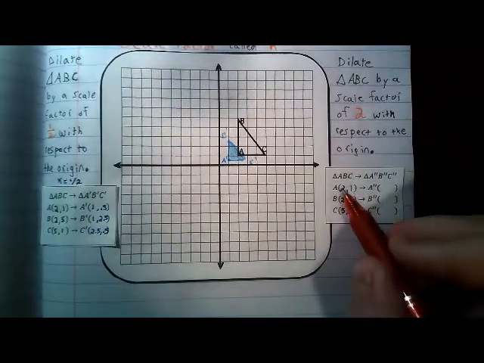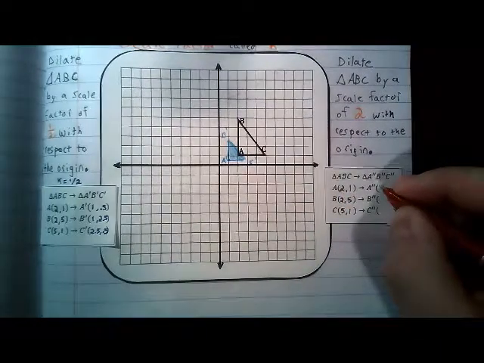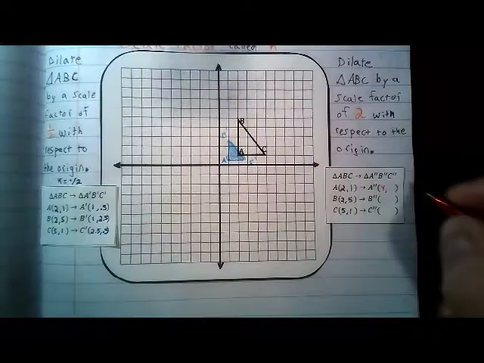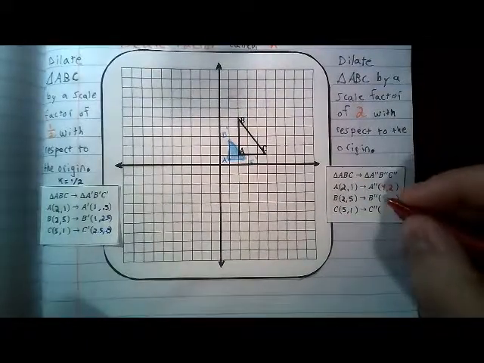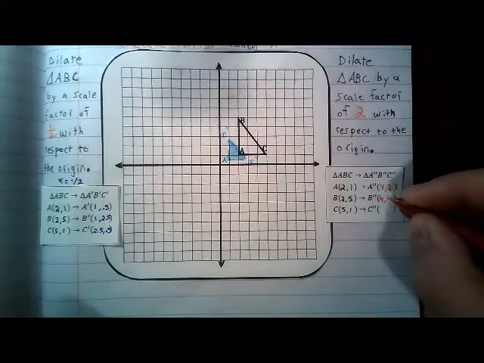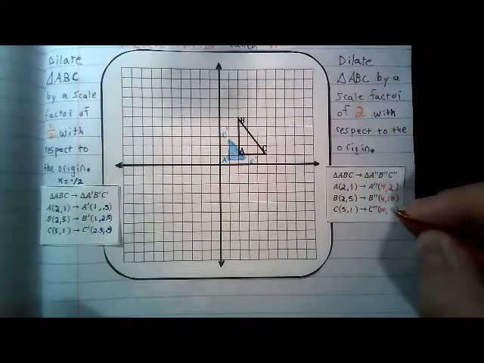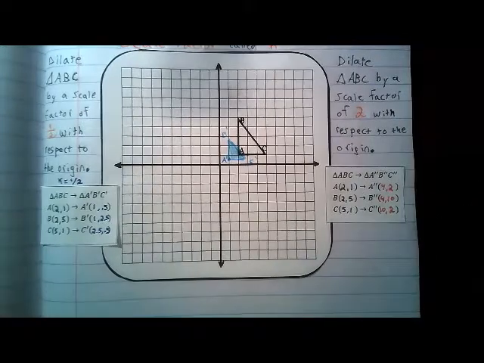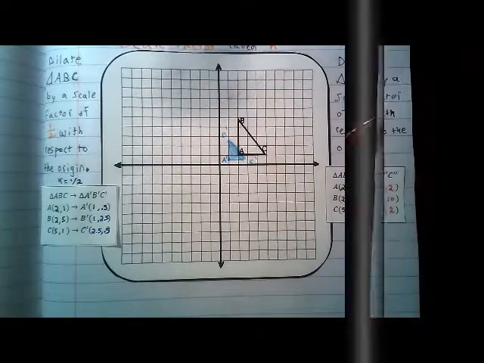So I'm multiplying every one of these values by 2. 2 times 2 is 4. 1 times 2 is 2. 4, 10, 10, 2. And then I'm going to plot those points on my coordinate plane.